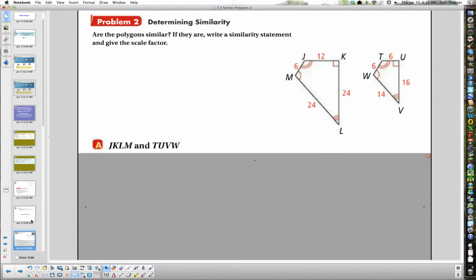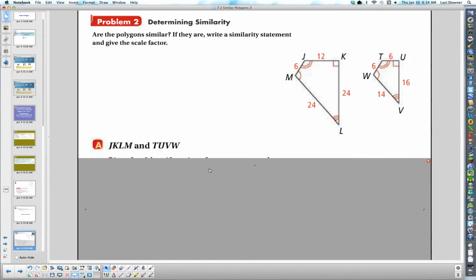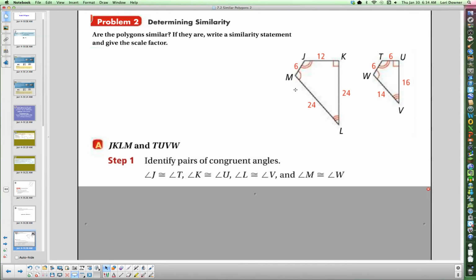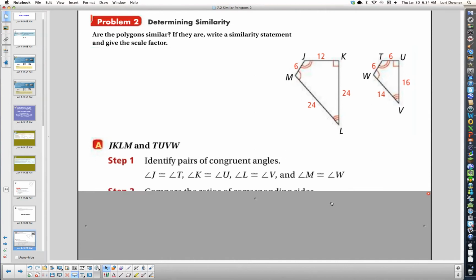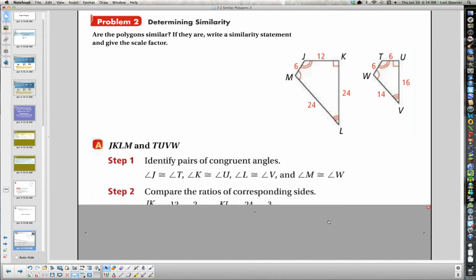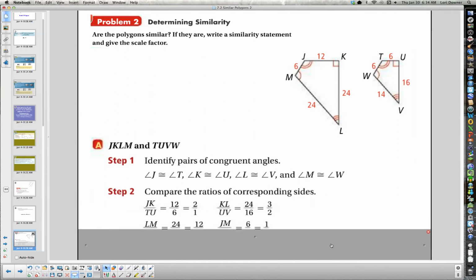Determining similarity. Are these two polygons similar? If they are, write a similarity statement and give the scale factor. So let's look at these two. First, we want to identify pairs of congruent angles. So we're going to look at J is congruent to T, K is congruent to U, L to V, and M to W. Then we want to see if our sides are proportional. Do they have the same scale factor?